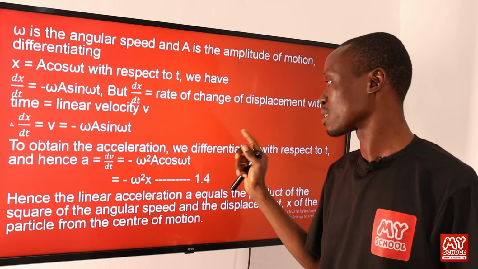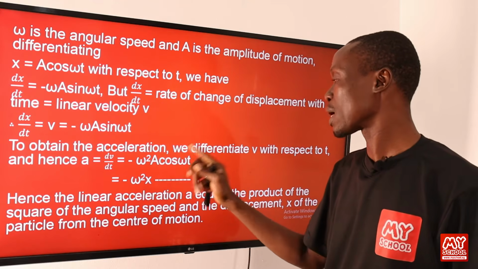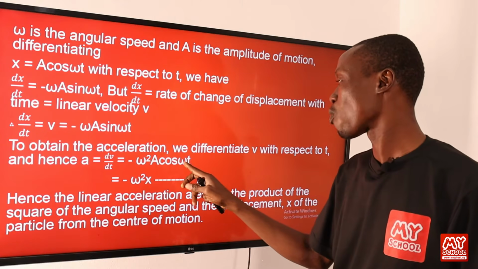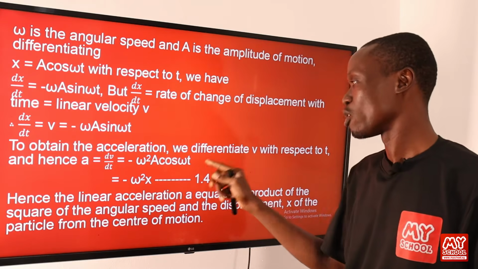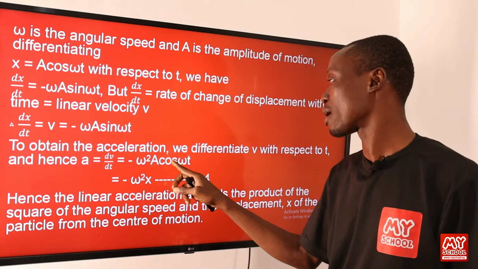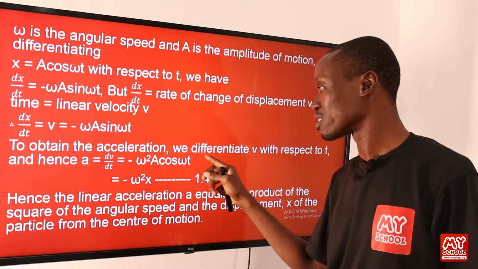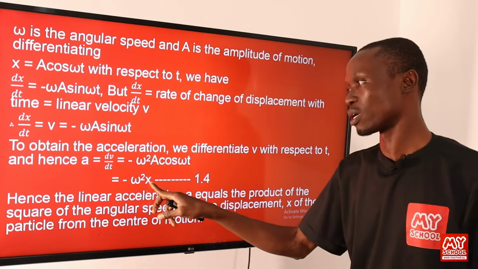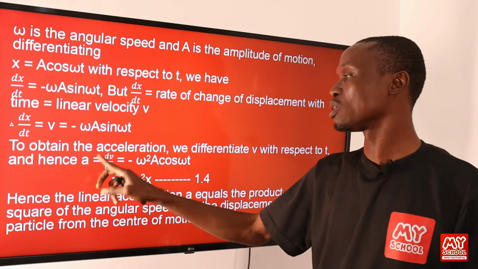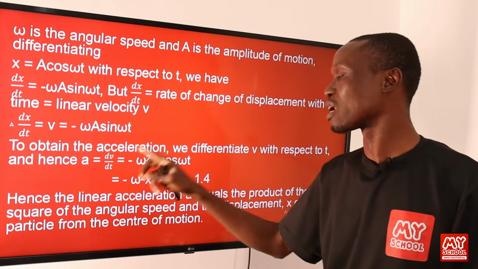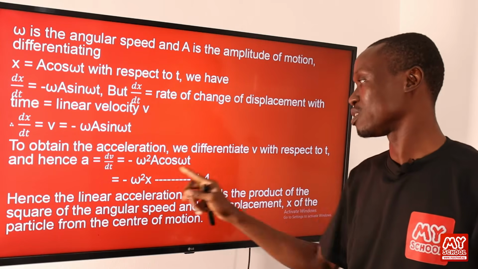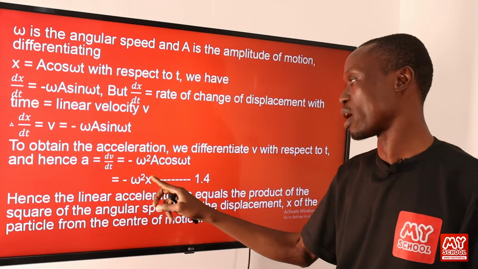But remember that A cos omega t is equal to s. So in place of A cos omega t, we replace it with s. So that the relationship between linear acceleration and angular velocity is a equals minus omega squared s.